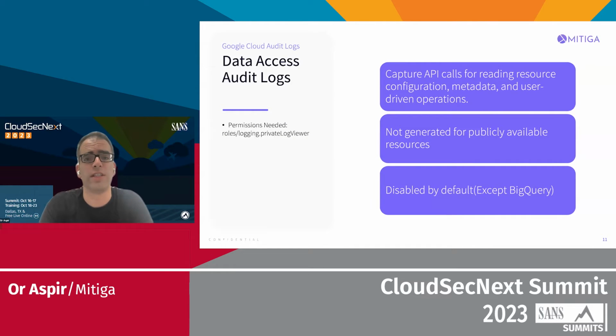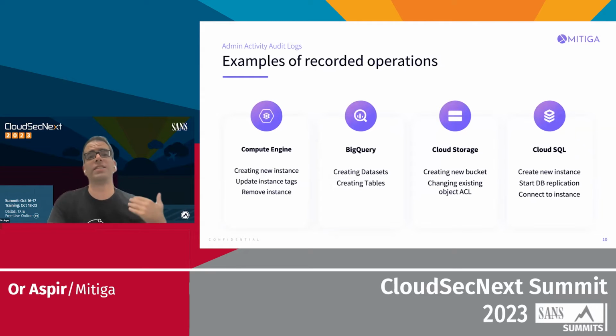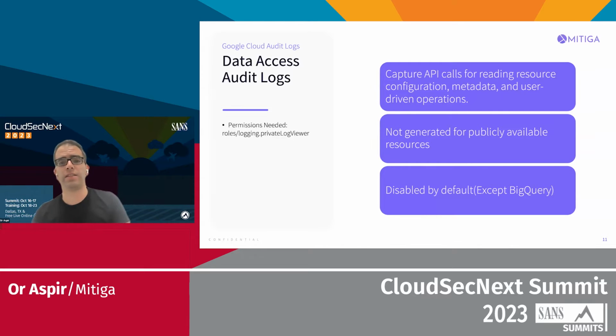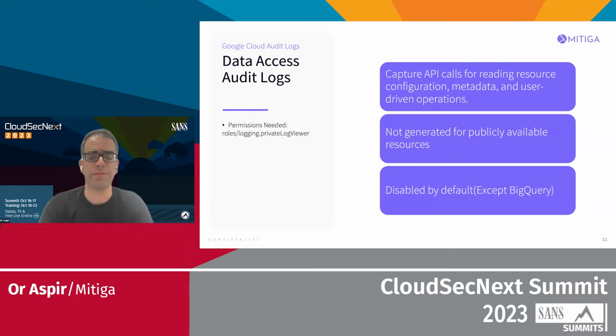Data access audit logs, on the other hand, cover your data activity inside those resources and reading metadata of those resources, what we call admin read. So if I go back, admin activity is all about admin write, and data access is admin read, data read, and data write. Another fact about this log: it is not enabled by default. You need to explicitly enable it for every service, and it's not generated for publicly available resources, as you will see later on. In order to see those logs, you need the Logging Private Log Viewer permission.